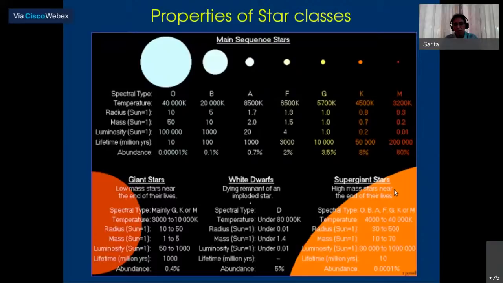Now, if you look at the supergiant stars, these are the high mass stars that will evolve beyond the main sequence phase to the supergiant phase. And they can be of all the spectral classifications from O to M. The surface temperature varies from 4000 to 40,000 Kelvin. The radius is around 30 to 500 times the sun, and the mass, of course, these are for the massive stars that evolve into the supergiant phase, is from 10 times to 70 times. This is the luminosity range. Lifetime is about 10 million years. So these are some of the broad characteristics of the different classes of stars that we have just talked about.